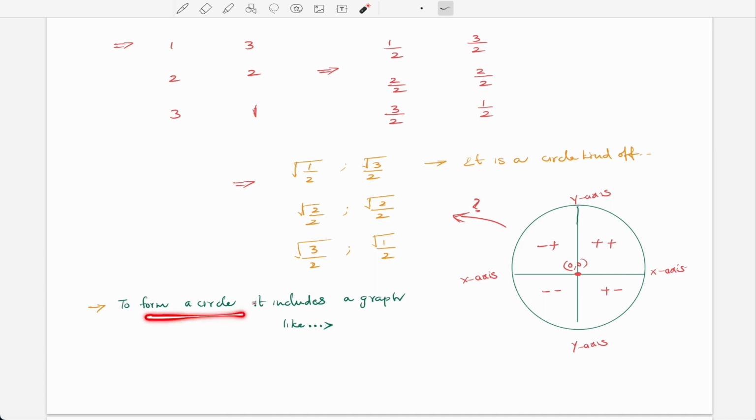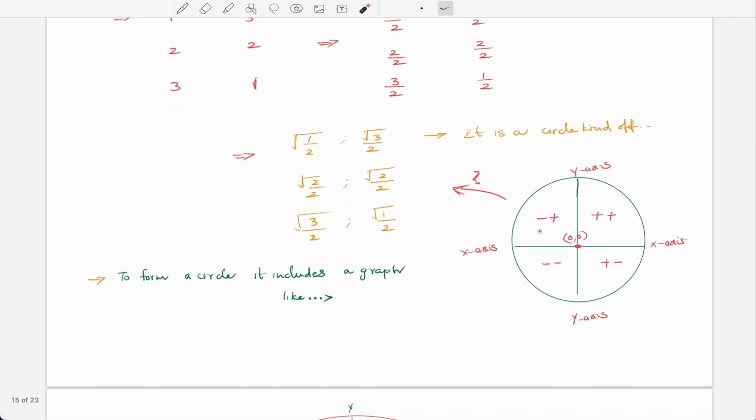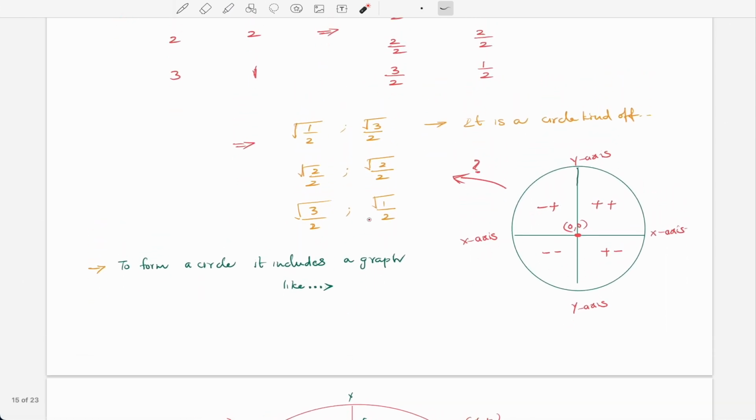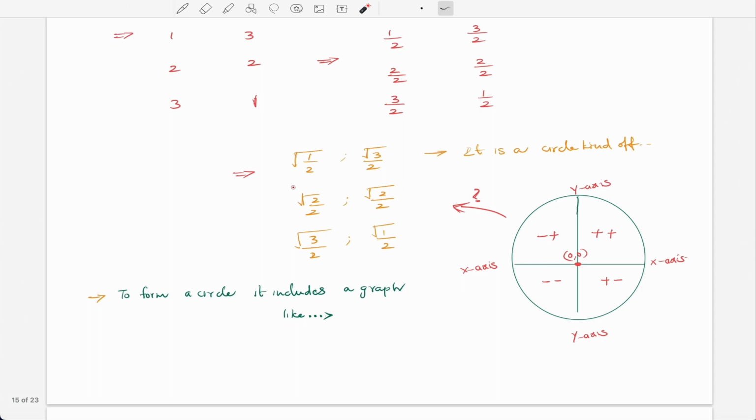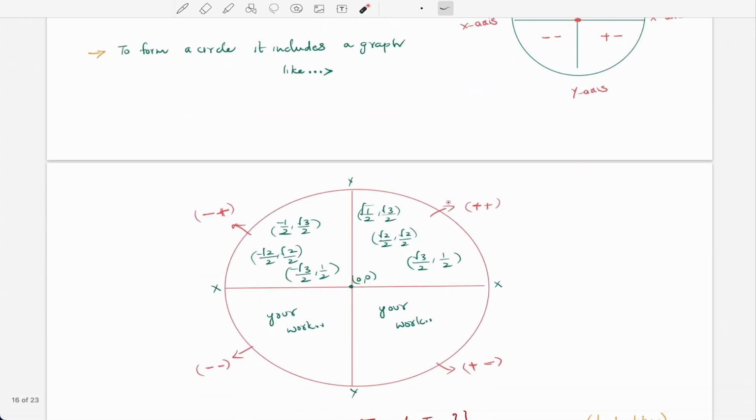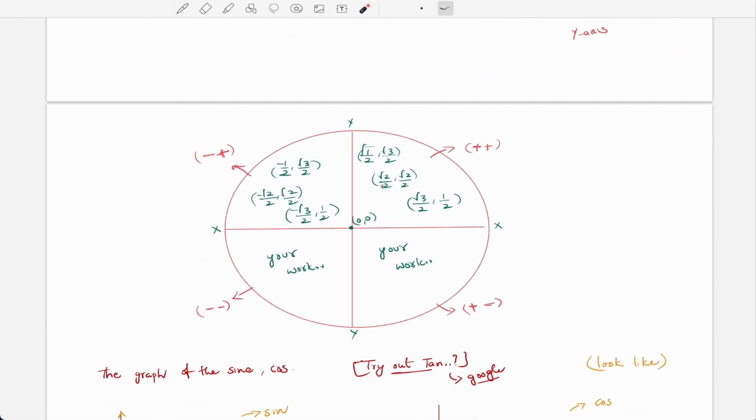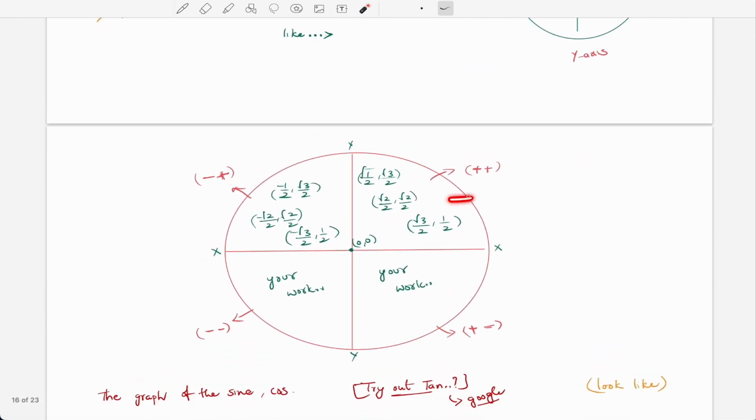So to form a circle, it includes a graph like this, as I showed. I just want to give an explanation of these formulas in this circle. Okay, so we have a circle over here. We have plus plus over here, right? So all the values are positive. We have minus plus over here, right? So the values become minus 1 by 2 and root 3 by 2, minus root 2 by 2 and root 2 by 2, and minus root 3 by 2 and 1 by 2. I hope you're getting it.